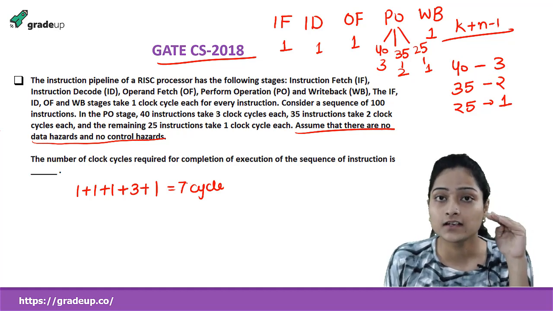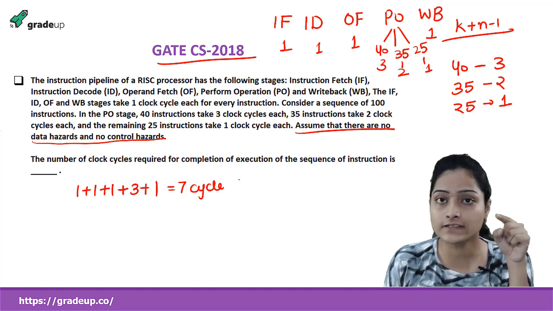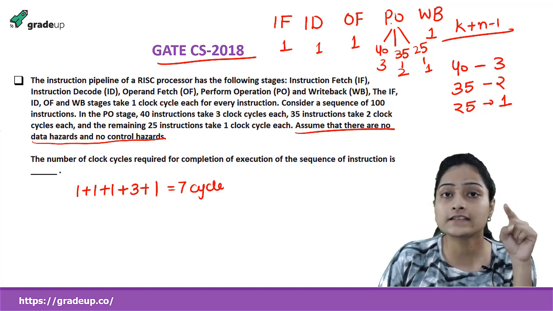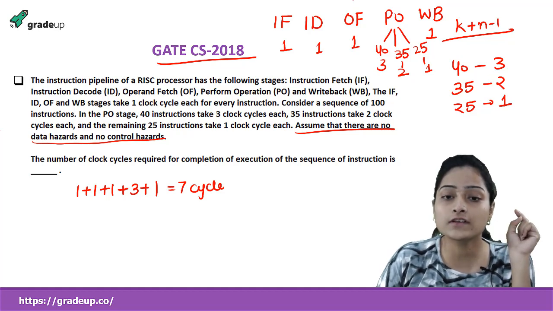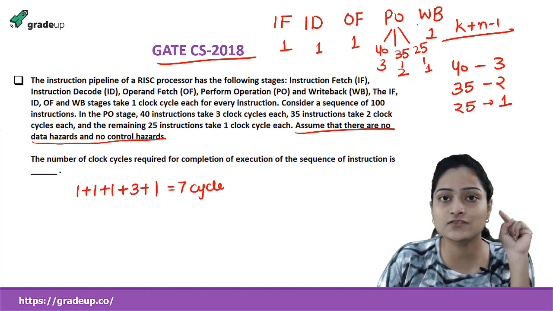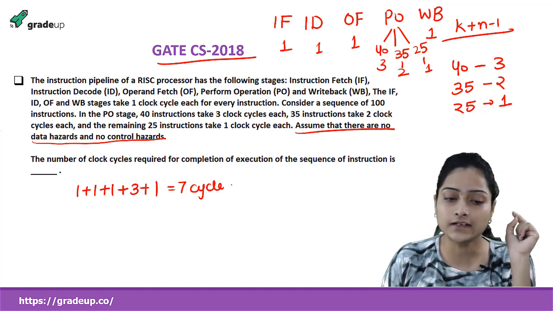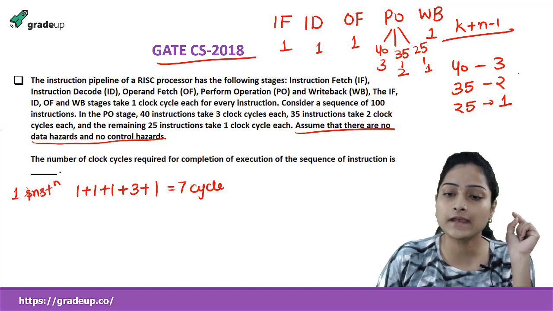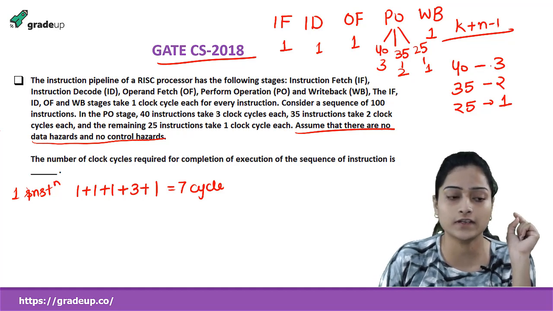And for the next upcoming instructions, what we have studied was what we are going to add. We were going to add only 1 clock cycle, but here PO is going to take 3 clock cycles. So this is the reason we are going to add 3 clock cycles for one instruction, because that will be the maximum delay which is going to be carried out. Okay. Then for the remaining 39 instructions, this is for the first instruction.